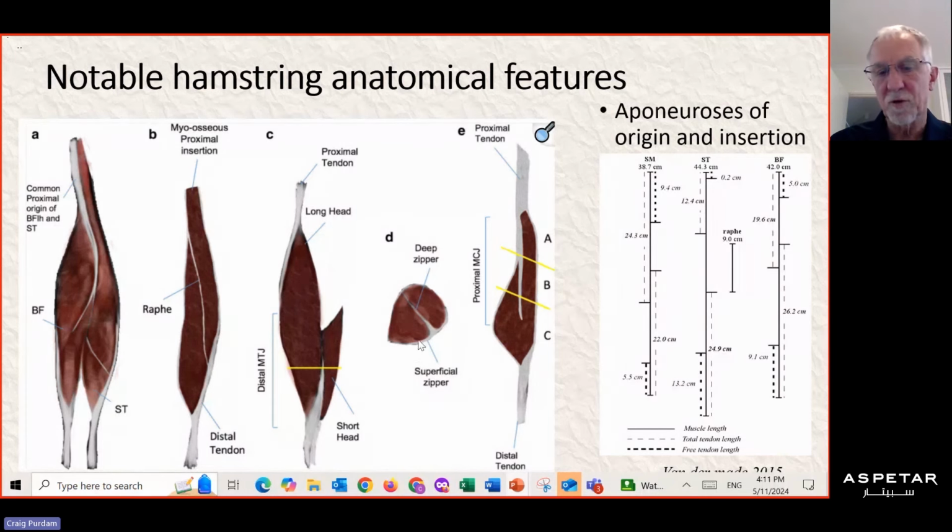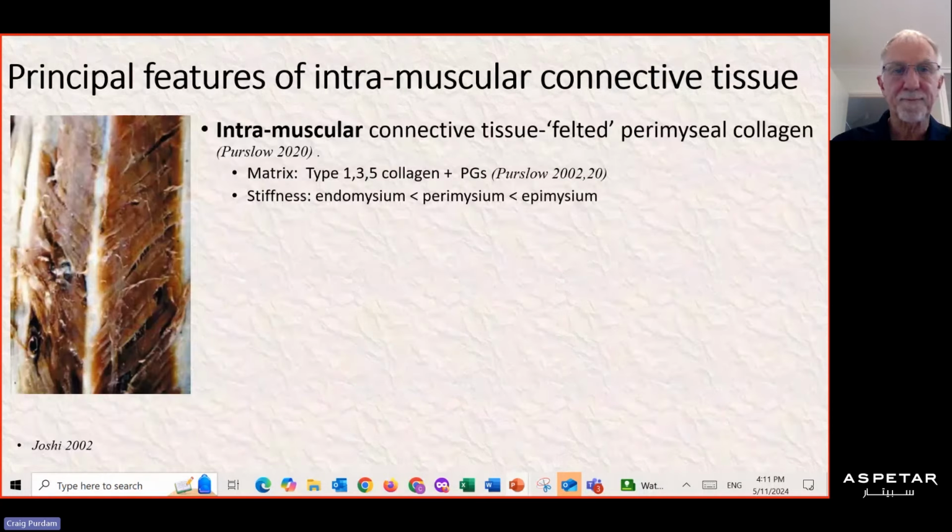Zipper lesions, we may not get to talk too much about today. If we do in question time, I'm happy to go there. And lastly, semimembranosus, which has the largest cross-sectional area, largest muscle volume, quite a long tendon, a membranous tendon of origin, progressing to an intramuscular tendon, and then the tendon of insertion, as you see there.